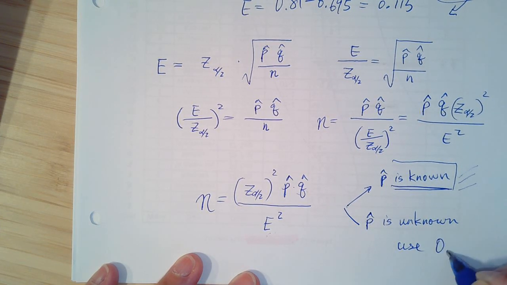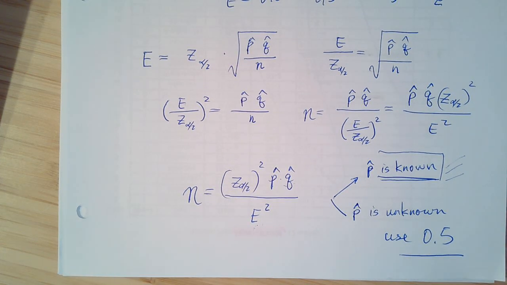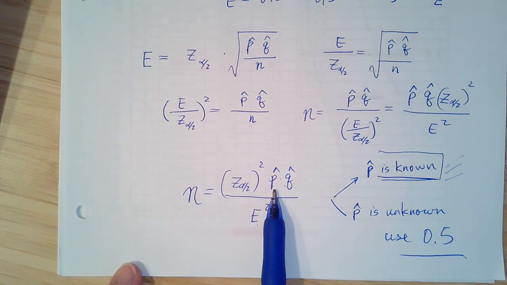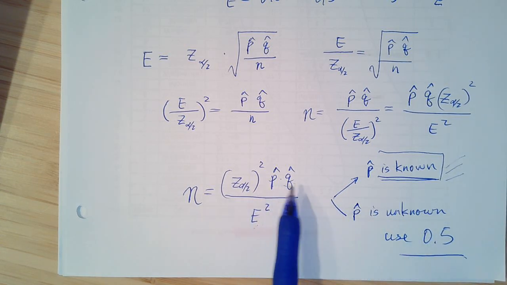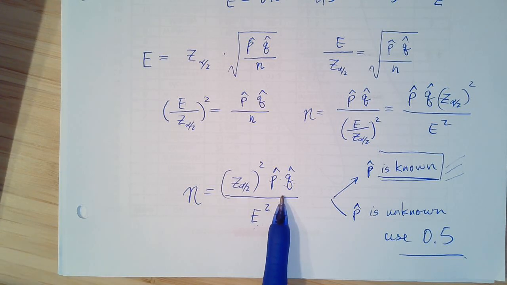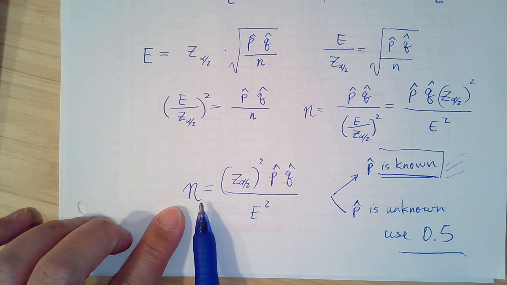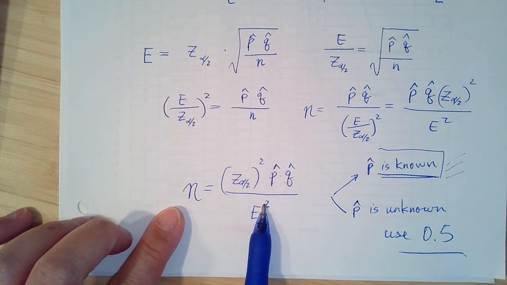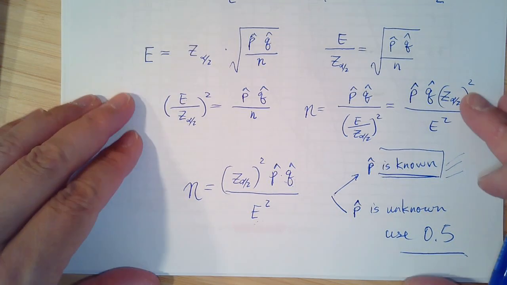Use 0.5. If p-hat is unknown, then we're going to use 0.5, which is 50-50. We just assume that p-hat is 50% and q-hat is 50%. If you put in 50-50 for p-hat and q-hat, this is going to be 0.25, right? 0.5 times 0.5 is 0.25. And then the sample size you get from this formula is going to be the largest compared with any other p-hat, q-hat value you plug in.